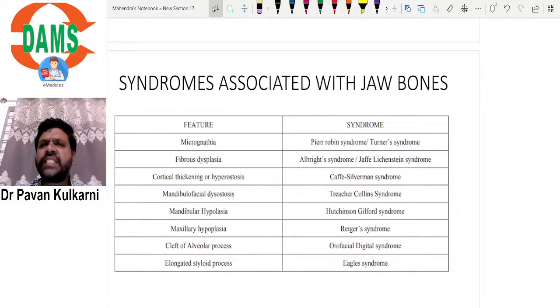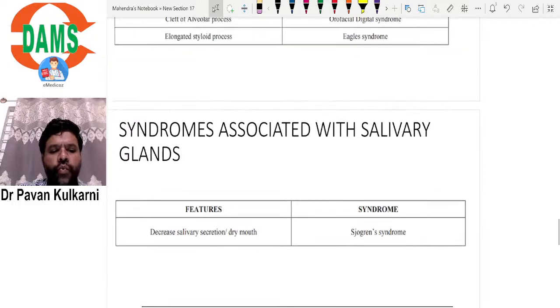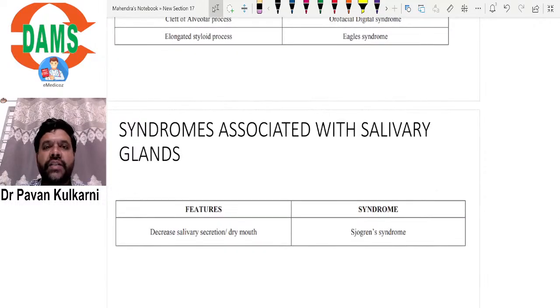All of us know this is very common. Where do you see mandibulofacial dysostosis? Treacher Collins syndrome. Where do you see an elongated styloid process? Eagle syndrome. Okay, others are not important. Leave it. What is the syndrome associated with salivary glands? The most important syndrome, Sjogren syndrome, which is associated with xerostomia.